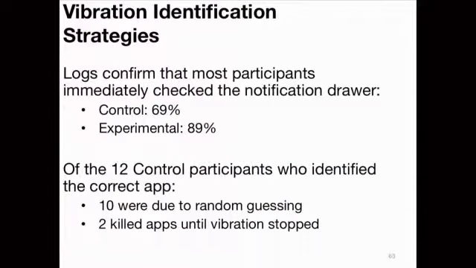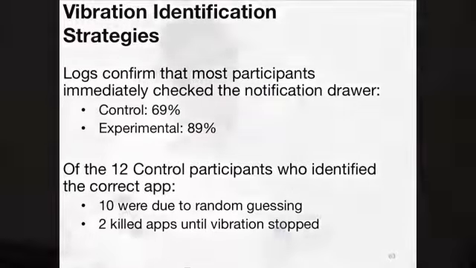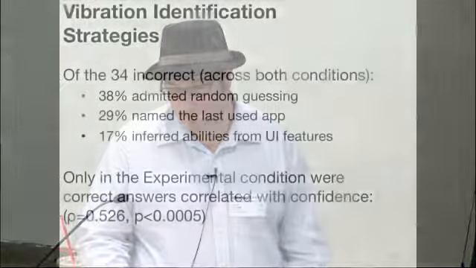And so finally, looking at the strategies that people took, almost everyone opened the notification bar after the device started vibrating, even the people in the control condition. They expected that there's some sort of something going on. Maybe there's something in the notification bar, even though there wasn't. Of the 12 participants who identified the correct app, in the exit survey, 10 of them outright said it was due to random guessing, whereas 2 of them killed apps individually until they found the right app.